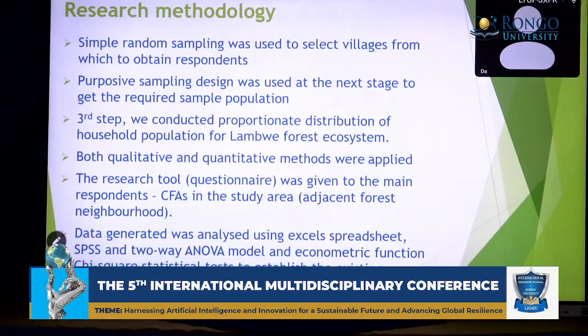The research tool used was basically a questionnaire, which was given to the key respondents, basically the CFAs in the study area and in the adjacent forest block. The data we have generated was analyzed using Excel spreadsheet, SPSS, and the two-way ANOVA model, and econometric functions, chi-square statistical test to establish the existing relationship.